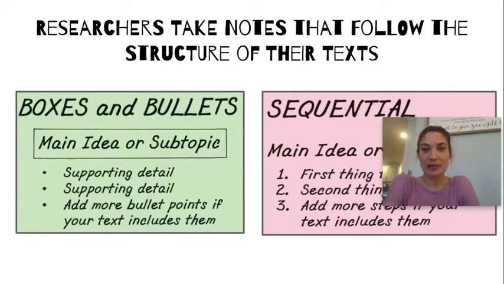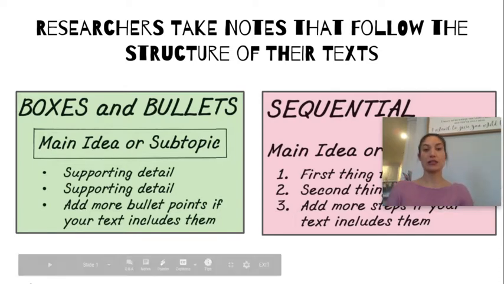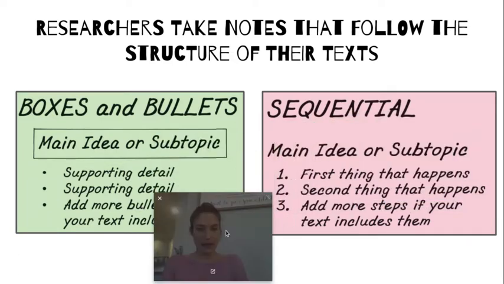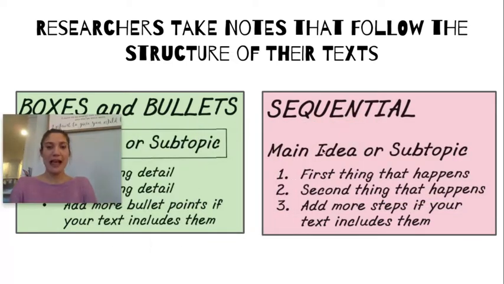Yesterday, we talked about how researchers can take notes that follow the structure of their text. And we learned about two different text structures. First, we learned about boxes and bullets, and that's when we put our main idea, our subtopic, in the box, and then the supporting details as the bullets. We also learned about sequential, and that's when we have a main idea or a subtopic, and then we talk about the steps that happen, right? The first thing that happens, the second thing that happens, and so on.